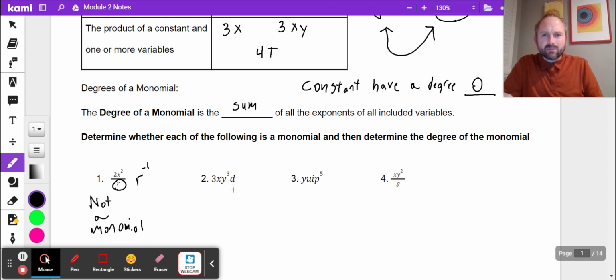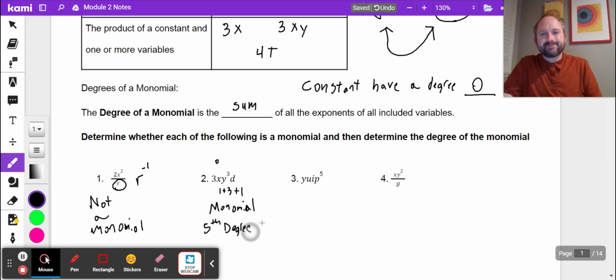All right, let's do the second one. So this 3 right here has a degree of 0. This x has a degree of 1. This y has a 3. And this d is 1. Okay, 1 plus 3 plus 1 is 5. So monomial. And the degree, fifth degree.